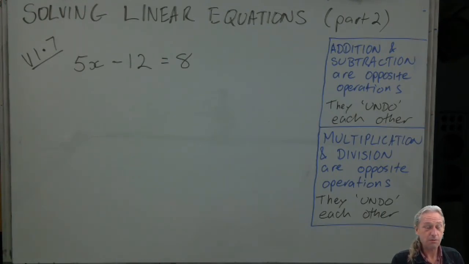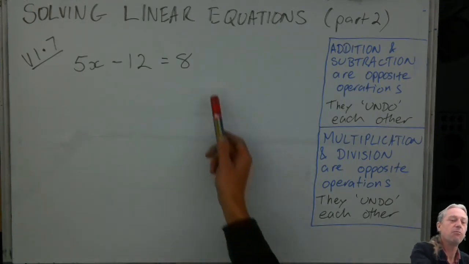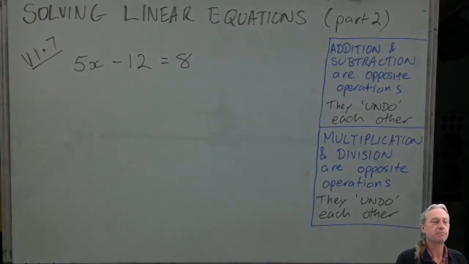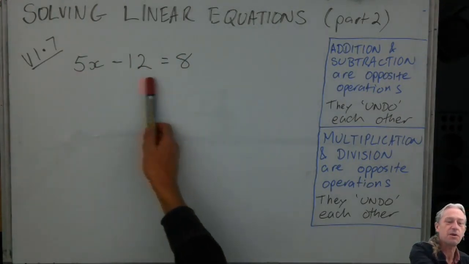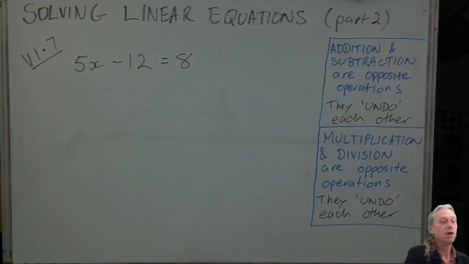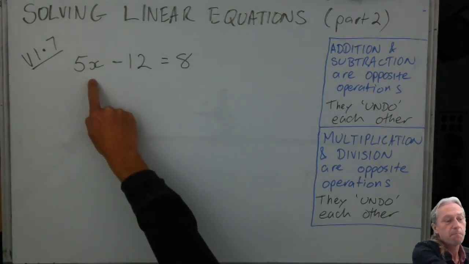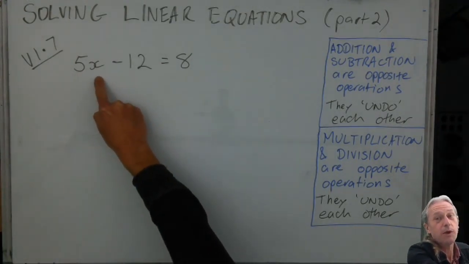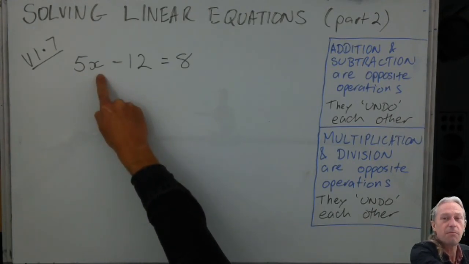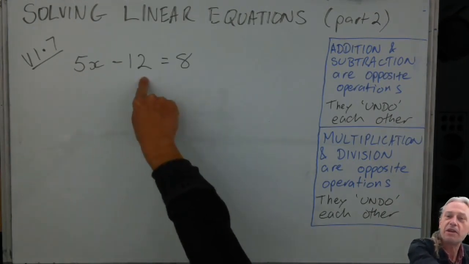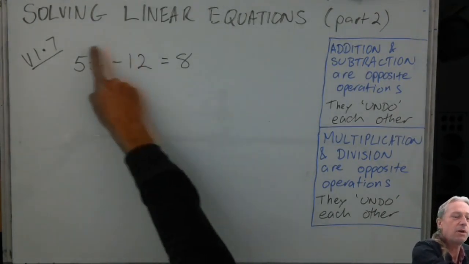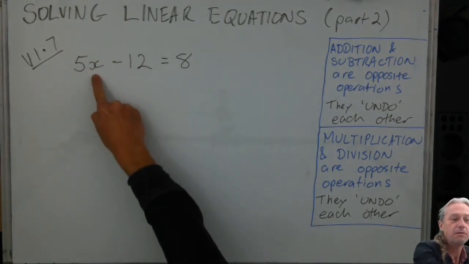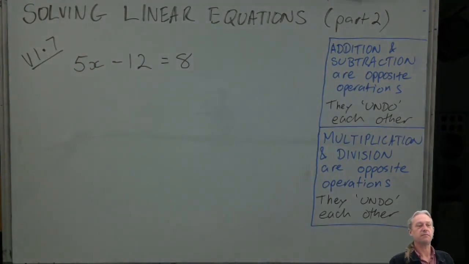Unlike part 1, where we only had one thing happening to the unknown, we're going to have more than one thing happening. So here, this is the first one. I'm going to do these one at a time. We've got 5 multiplied by the thing we don't know, 5 multiplied by x, and then we take away 12, and once we plug in the right number, that equals 8.